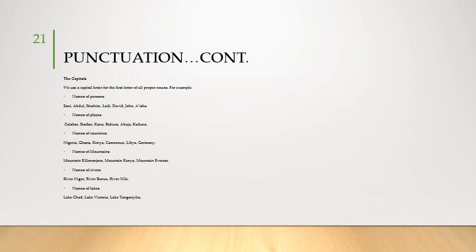Now we have the capitals. We use a capital letter for the first letter of all proper nouns. For example, names of persons: Sani, Abdul, Ibrahim, Ladi, David, John, Aisha. All these need to be started with a capital letter. We use a capital letter when we write the names of places: Calabar, Ibadan, Kano, Babura, Abuja, Kaduna, Zaria, Wakene. So you start with a capital letter.